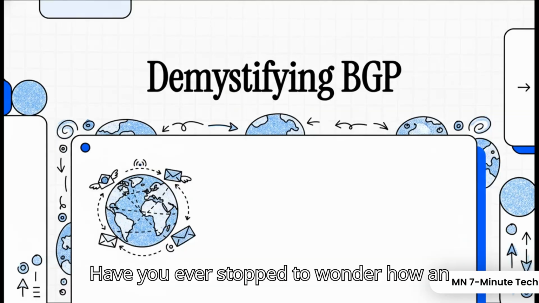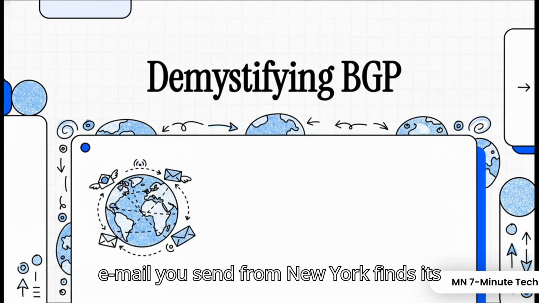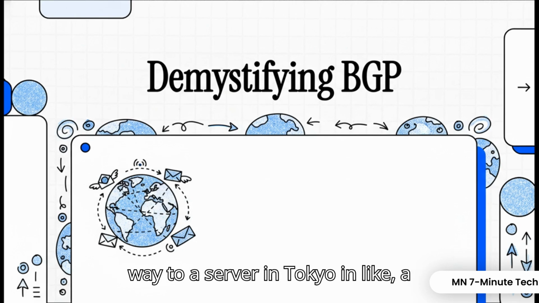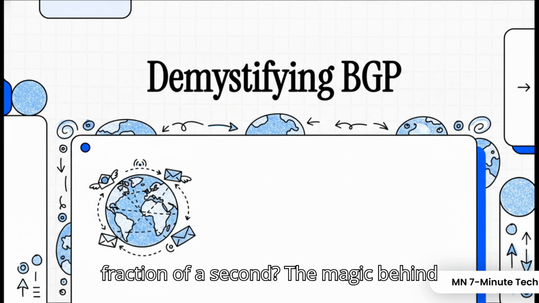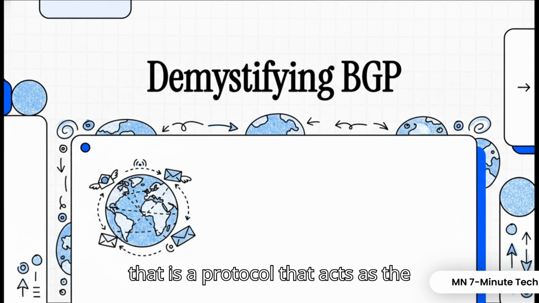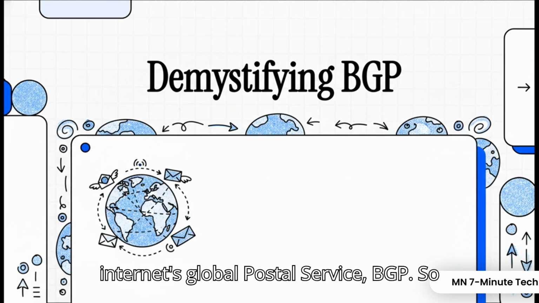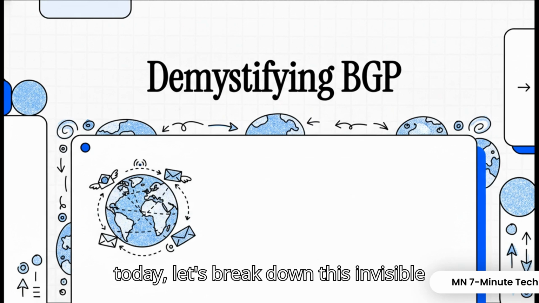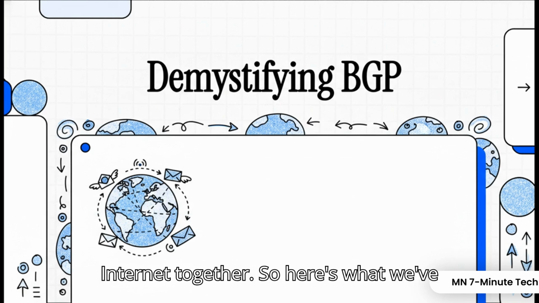Have you ever stopped to wonder how an email you send from New York finds its way to a server in Tokyo in like a fraction of a second? The magic behind that is a protocol that acts as the Internet's global postal service, BGP. So today, let's break down this invisible force that literally holds the modern Internet together.